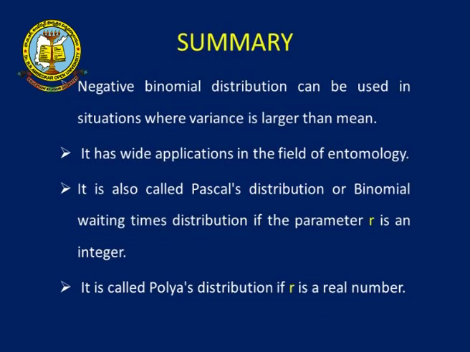The negative binomial distribution can be used in situations where variance is larger than the mean. It has wide applications in the field of entomology. It is also called the Pascal distribution, or a binomial weighting times the distribution of the parameter, where R is an integer. I already told you the Polya distribution has R as a real number. It is used in environmental science and zoology, and the Pascal distribution is very useful, better than the Poisson distribution in some cases, and is used in real life.